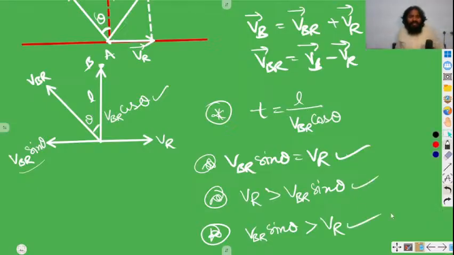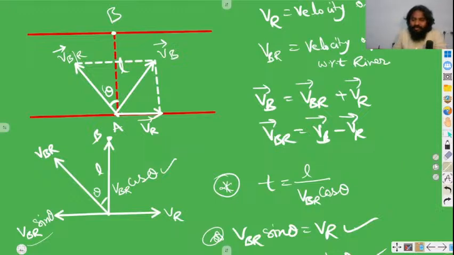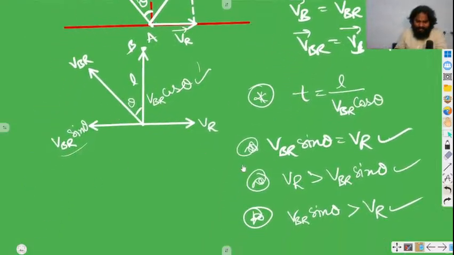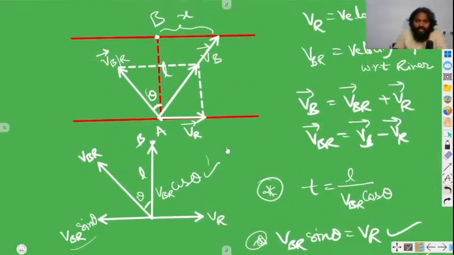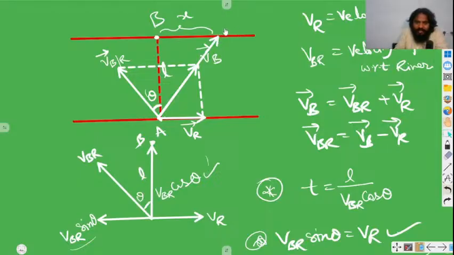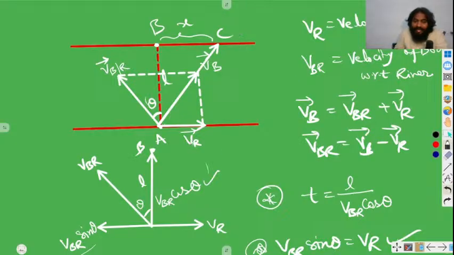Now what is drift here? Drift is nothing but how much horizontal distance you have traveled. Look at this diagram: you started here, and you reached right here. If you calculate this horizontal distance x, this is nothing but the drift. What is the drift formula? Drift is along the x-axis, so drift x equals horizontal speed times time. Who is helping you to reach horizontally from B to C? Nothing but VR minus VBR sin theta. Did you understand?